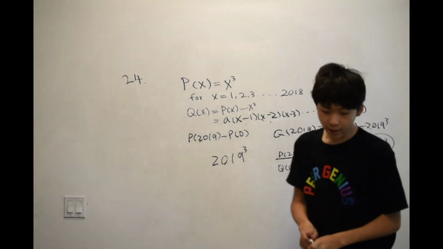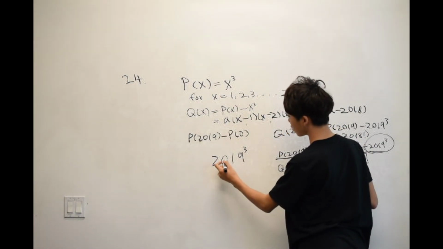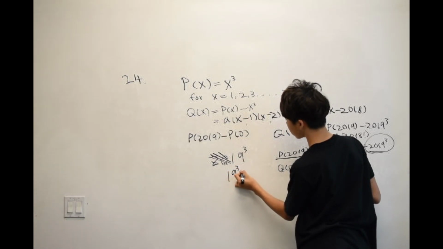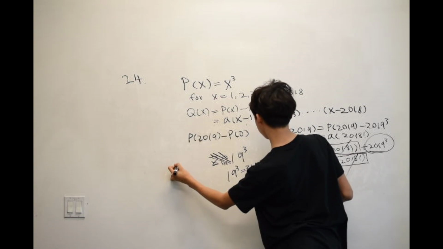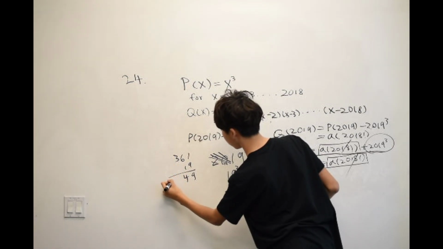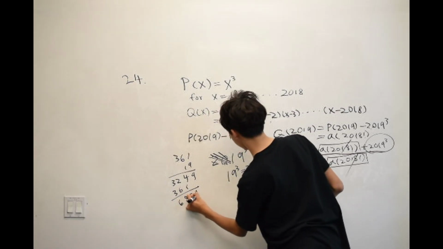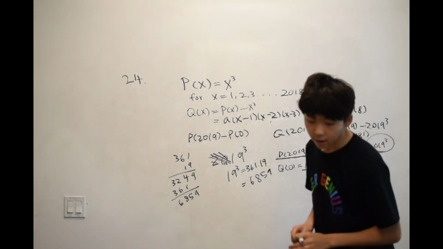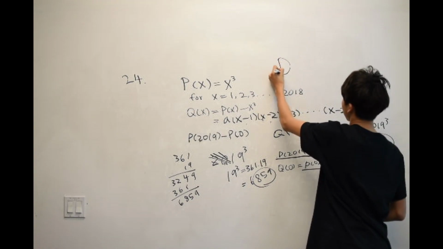And we're only trying to find the remainder when this is divided by 1,000, so the first two digits don't really count, so we can just do 19 cubed, which is 361 times 19, which gives 6,859. So when this is divided by 1,000, the remainder is going to be 800,559, which is letter D.